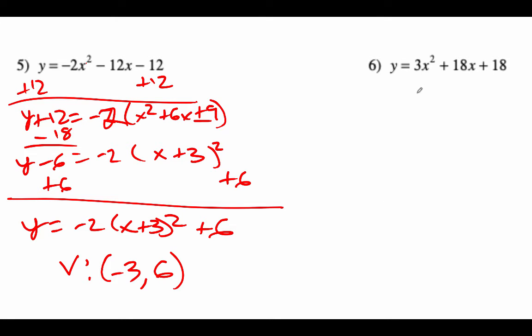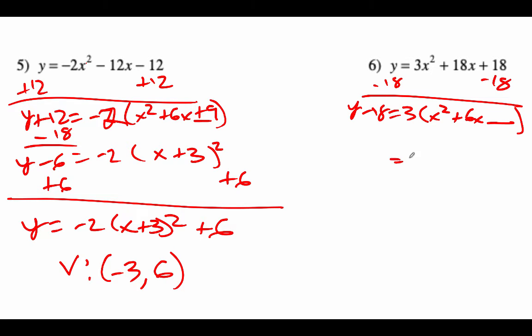Okay. If you're getting the hang of it and you are in this video because you were struggling, I would suggest hitting pause and trying this one on your own. Minus 18, minus 18. Y minus 18 equals, factor out the 3. Leave a blank space. 3 is out front. I already know this is going to open up and it's going to be narrower. Divide by 2. I get a 3 there, square it, I get plus 9.